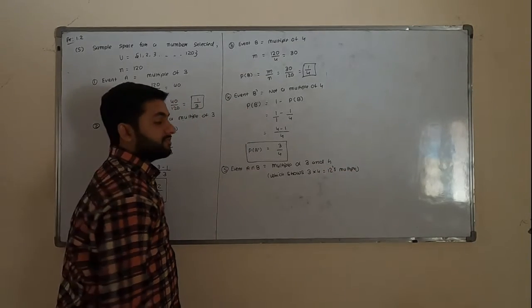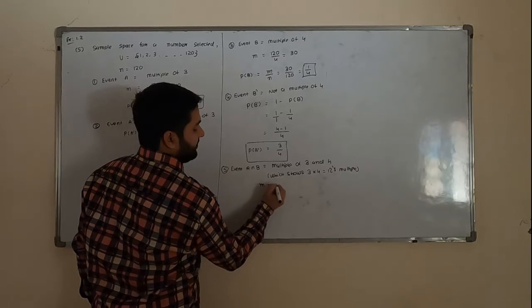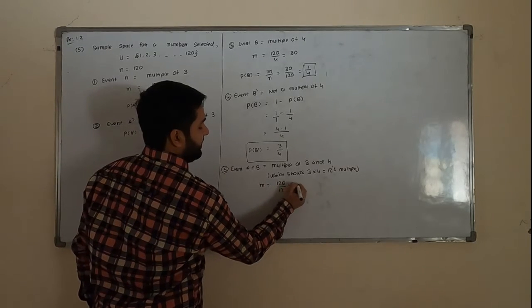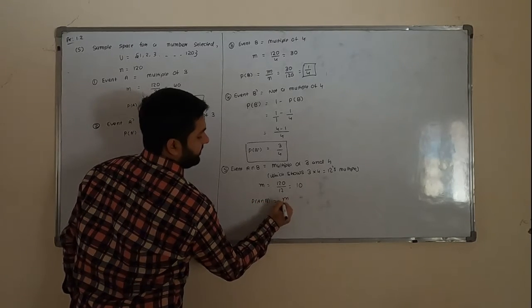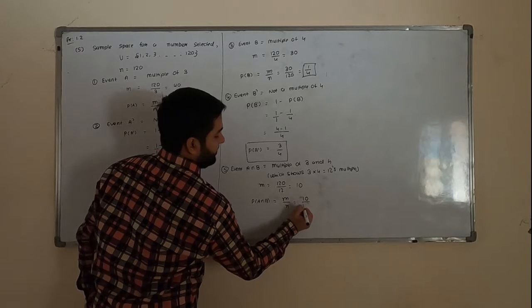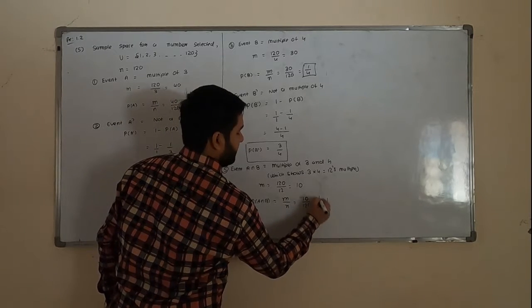It is showing multiples of 12. So M is equal to 120 by 12, which is 10. P of A intersection B is M by N, 10 by 120, which is 1 by 12.